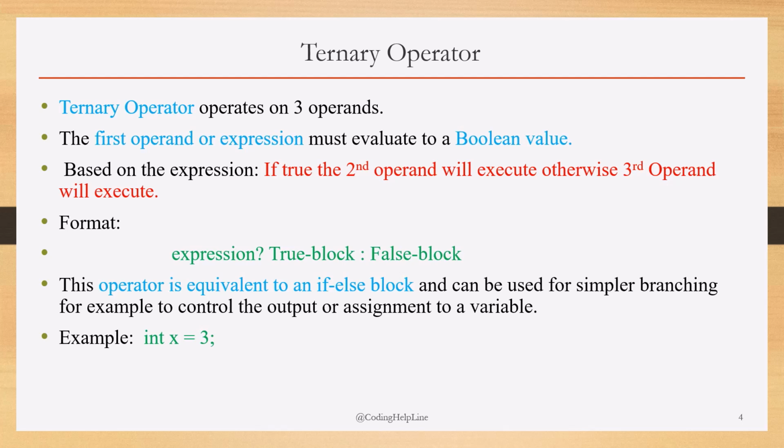For example, int x is equal to 3 and boolean even. This is a variable and we decide if 3 % 2 is equal to 0. If it is true, even will be true. If it is false, even will be false.